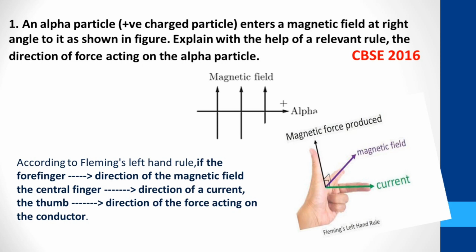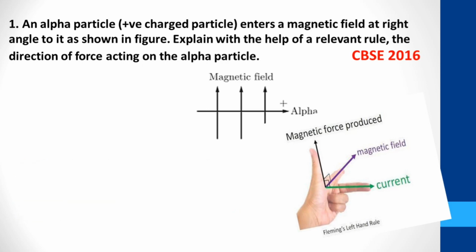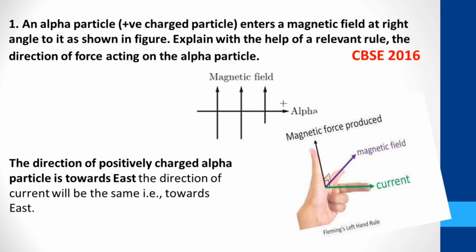How do you know the direction of the current? You know that alpha particle is a charged particle and flow of charge is actually electric current. Now, alpha particle is a positively charged particle. So, conventionally, the direction of current is also the same, that is the direction of the flow of the alpha particles. Here, the direction of flow of alpha particles is towards east or from left to right, and the direction of the magnetic field is towards north.